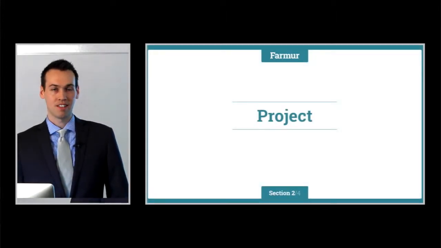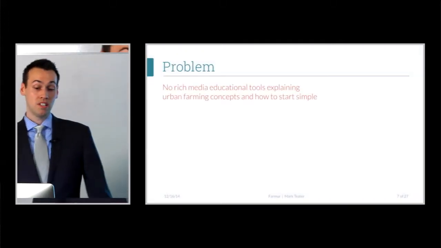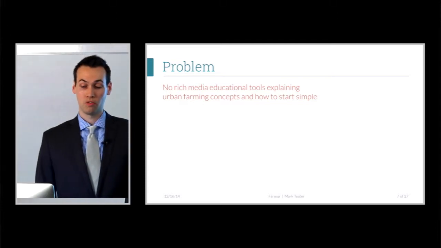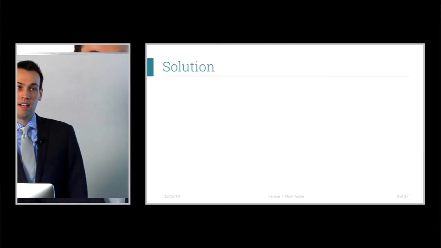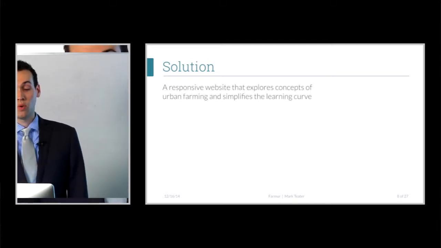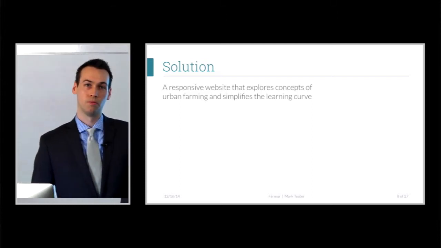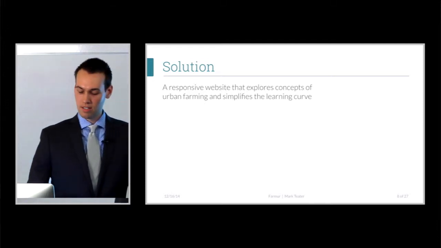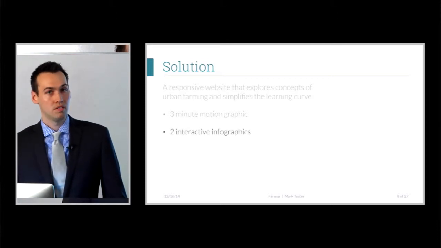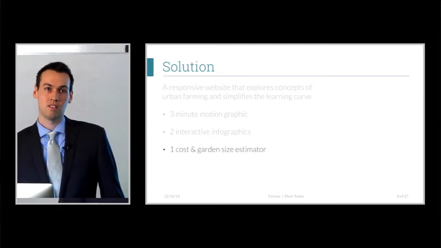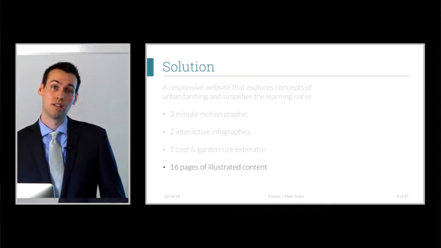A little bit about my project. Farmur is solving a problem, and that problem is that there are no rich media educational tools explaining urban farming concepts and how to start simple. I decided to solve this problem through a responsive website that explores urban farming and simplifies this learning curve to help inspire people to get started. I did this through a 3-minute motion graphic, 2 interactive infographics, a cost and size garden estimator, and 16 pages of illustrated content that I created.